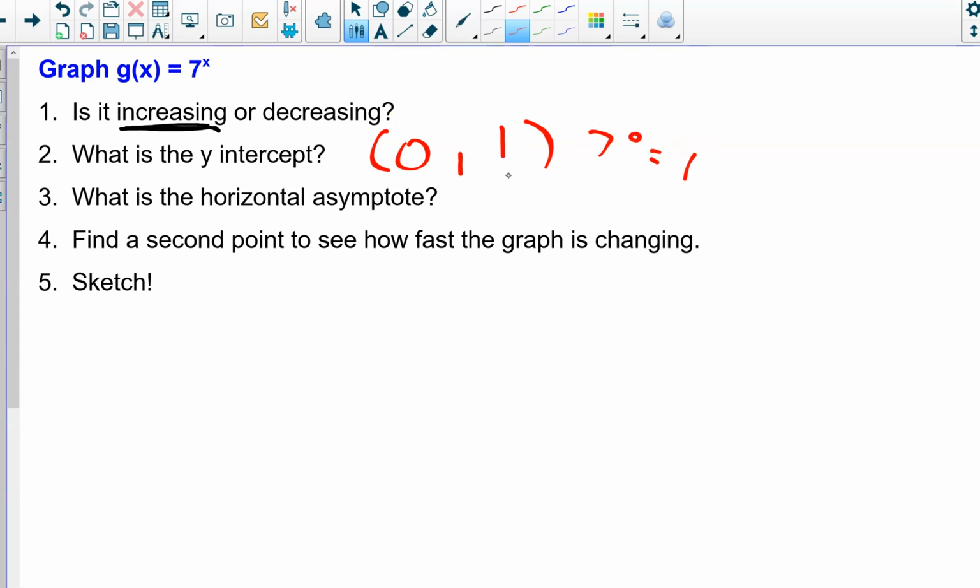So there's my y-intercept. The horizontal asymptote is always going to be y equals 0 unless this were to go up or down. If it had a plus k here, that's going to change this asymptote, because it moves the whole graph up or down. Being that the k is 0, the horizontal asymptote is always going to be y equals 0, a horizontal line crossing the y-axis at 0, which is the x-axis actually.